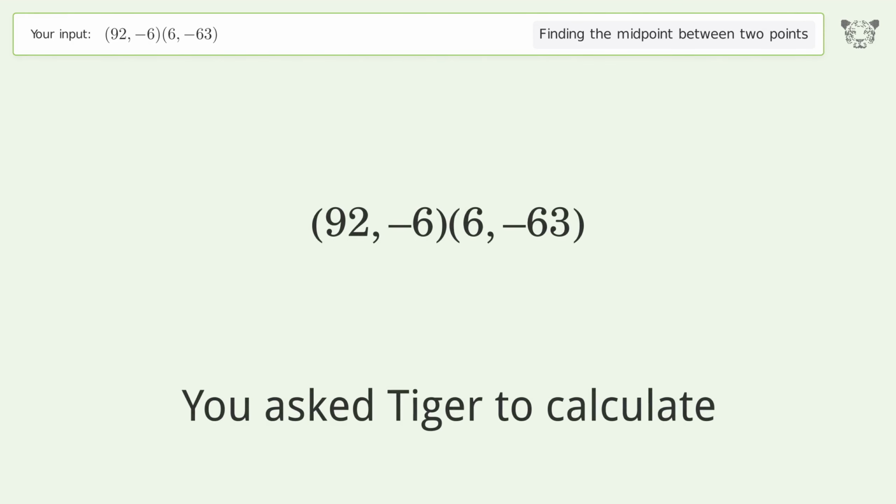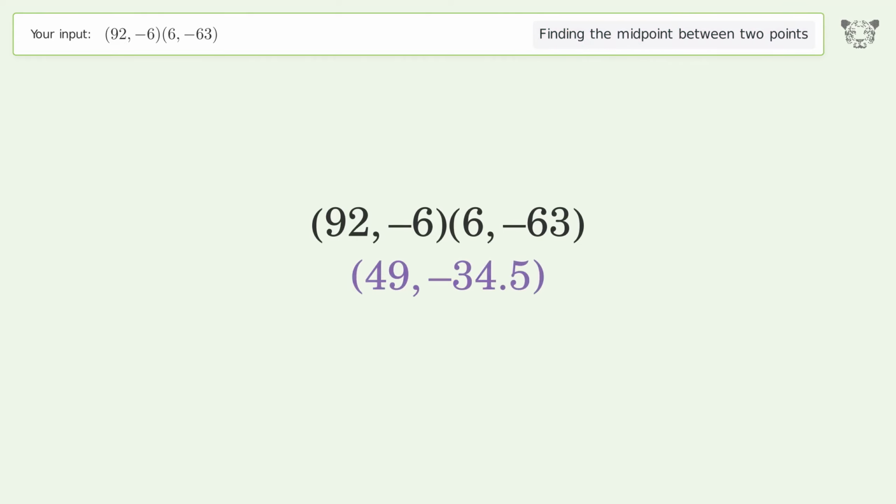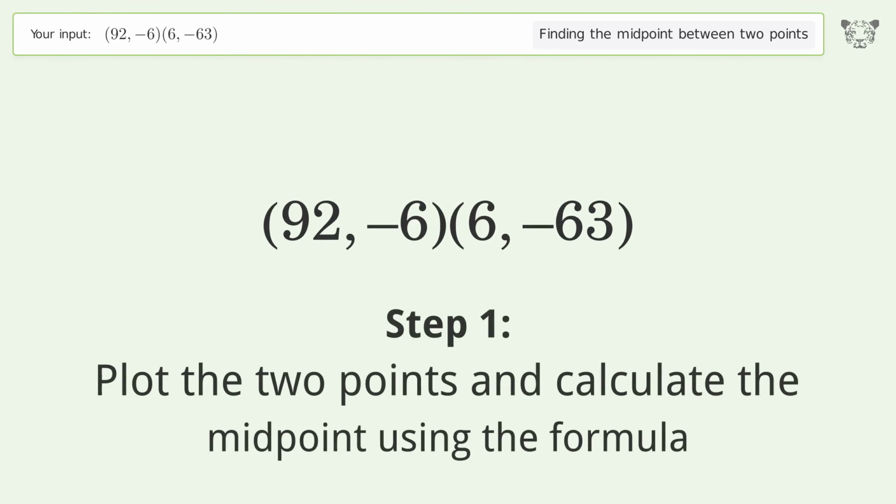You ask Tiger to calculate. This deals with finding the midpoint between 2 points. The midpoint between the 2 points is 49, negative 34.5. Let's solve it step by step. Plot the 2 points and calculate the midpoint using the formula.